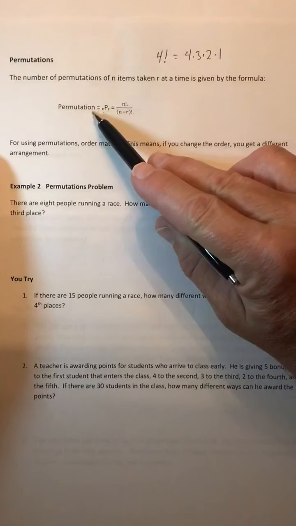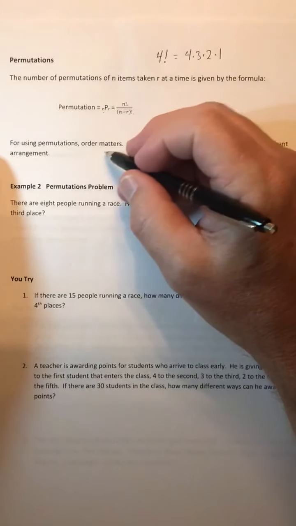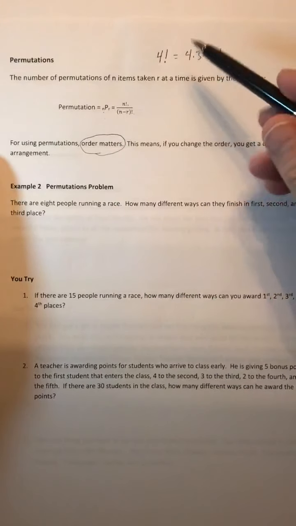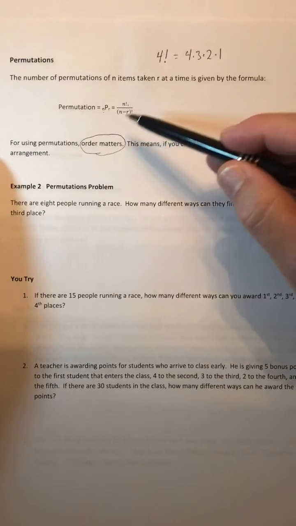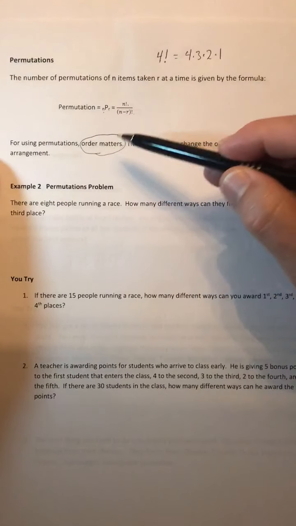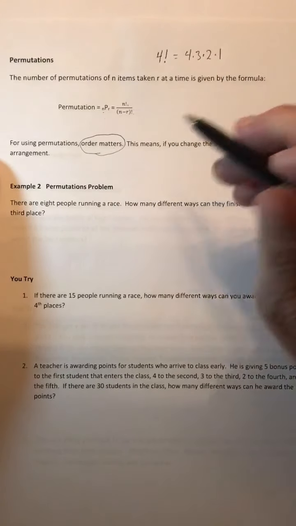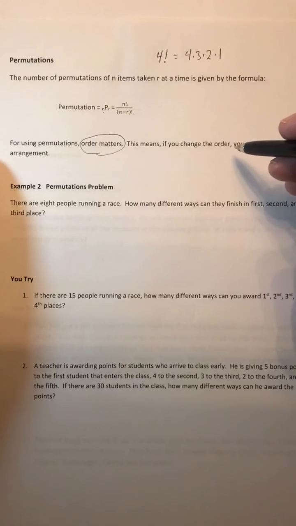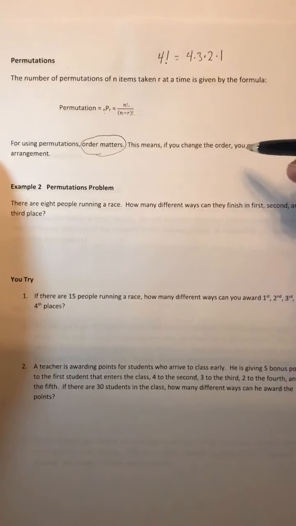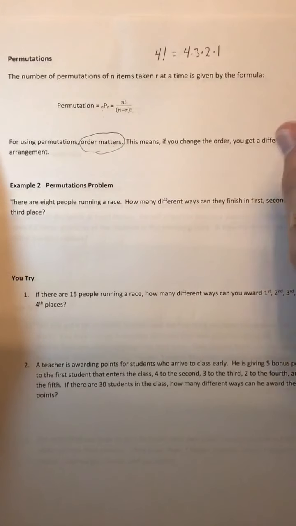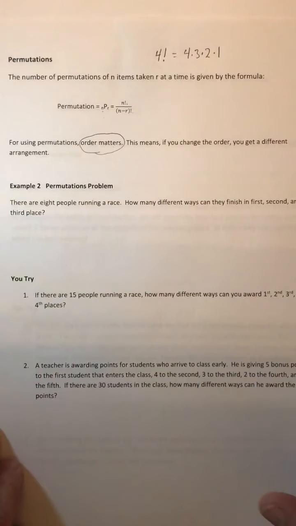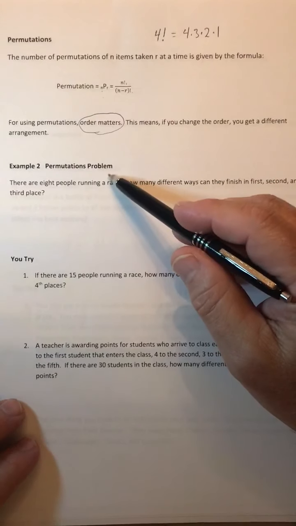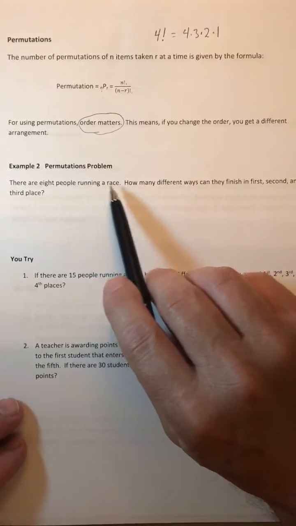Now, the thing about permutations is that order matters. You have to know the difference between permutations and combinations. With permutations, order matters. That means if you change the order, you're going to get something new, a different arrangement of things. So you have to worry about order. When order matters, we're going to use permutations. So here's our problem. There are 8 people running a race.